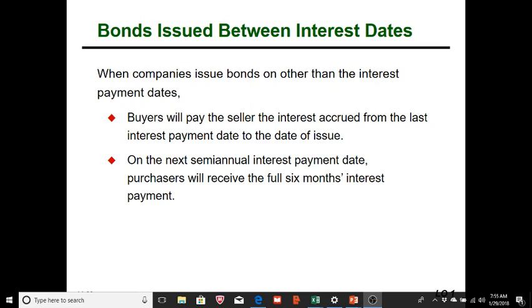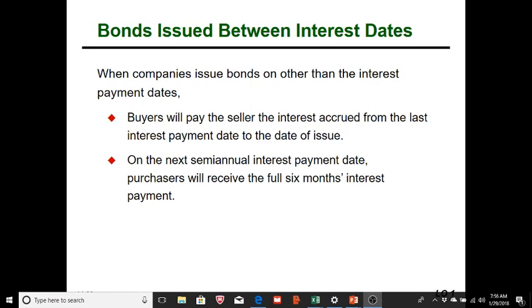So, when bonds are issued between interest dates, we have the bond date. This is the beginning of the point according to the contract that interest begins to accrue. But something could have happened in the process and the issue occurs thereafter. In that period between the beginning of the interest and the actual purchase, interest actually accrued.